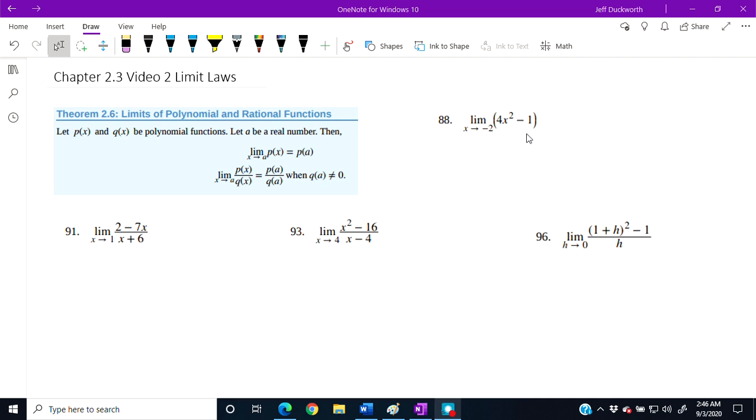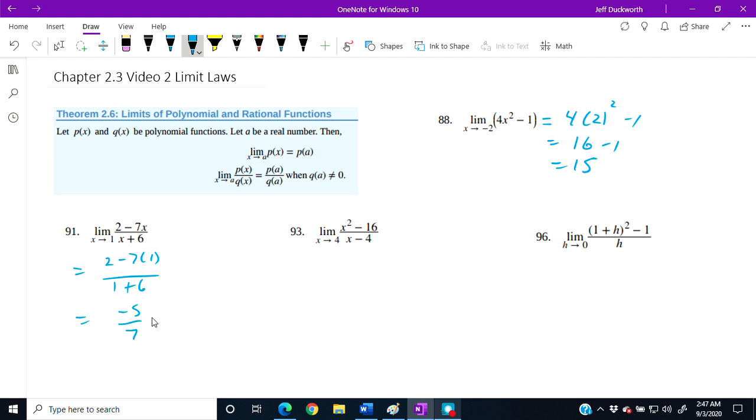4x squared minus 1 is going to be continuous, so I can just substitute the 2 in. So this equals 4 times 2 squared minus 1, which is 16 minus 1, which is 15, and that's going to be our limit, and that's it. Similarly, this equals 2 minus 7 times 1 over 1 plus 6, which equals negative 5 over 7, and we're done.